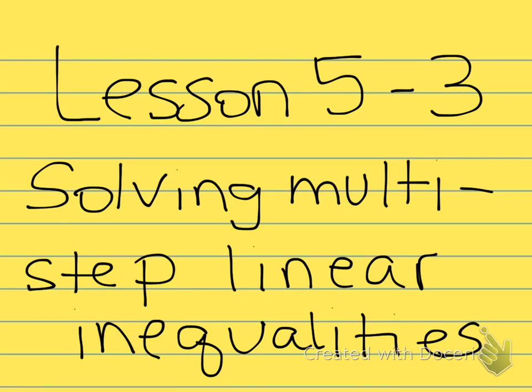Today we're looking at Lesson 5.3, Solving Multi-Step Linear Inequalities. You want to think about solving multi-step inequalities the same way that you would solve a multi-step equation. You just have to keep in mind what we learned yesterday in Lesson 5.2: when you have to multiply or divide by a negative number, you have to flip the symbol. Other than that, the entire process is the same as solving a multi-step equation.